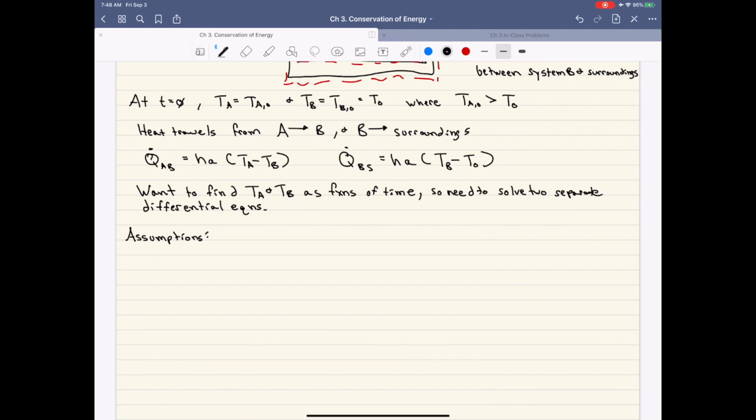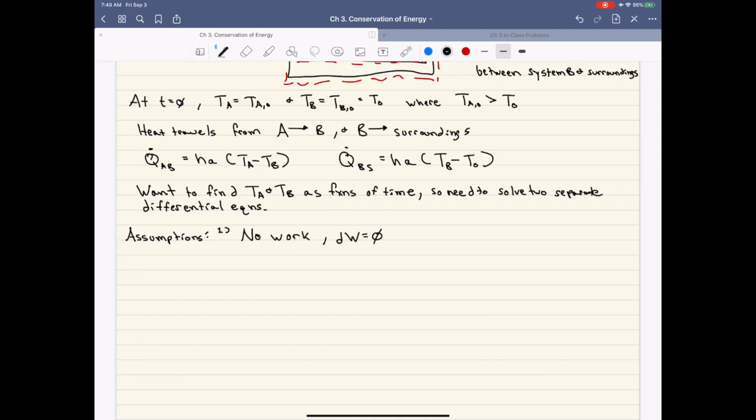And so, based on the text of this problem, there doesn't seem to be any work going on. Even though we're dealing with a piston and cylinder, once again, we're not looking at any sort of expansion or contraction. We're just looking at heat transfer. So there's no work going on in our system. So we'll say our differential work is going to be equal to 0.